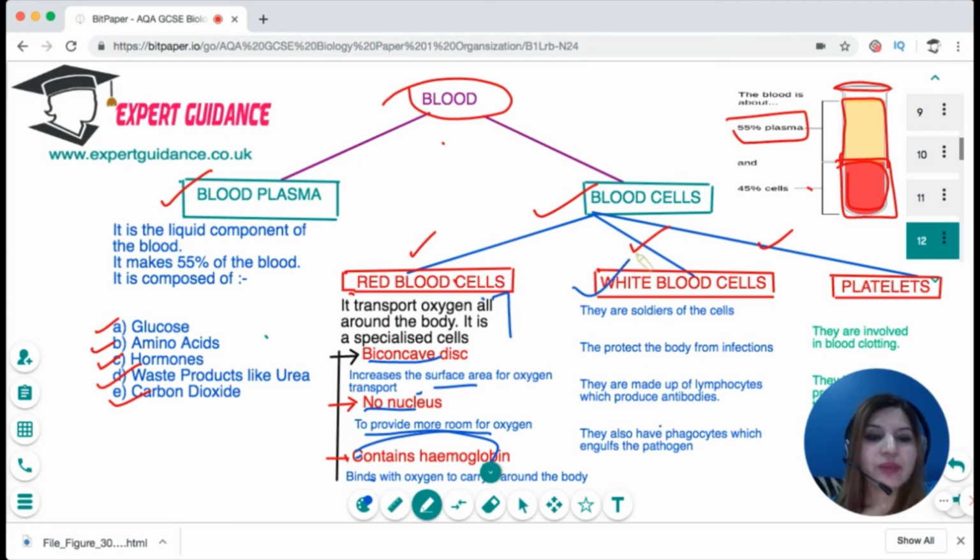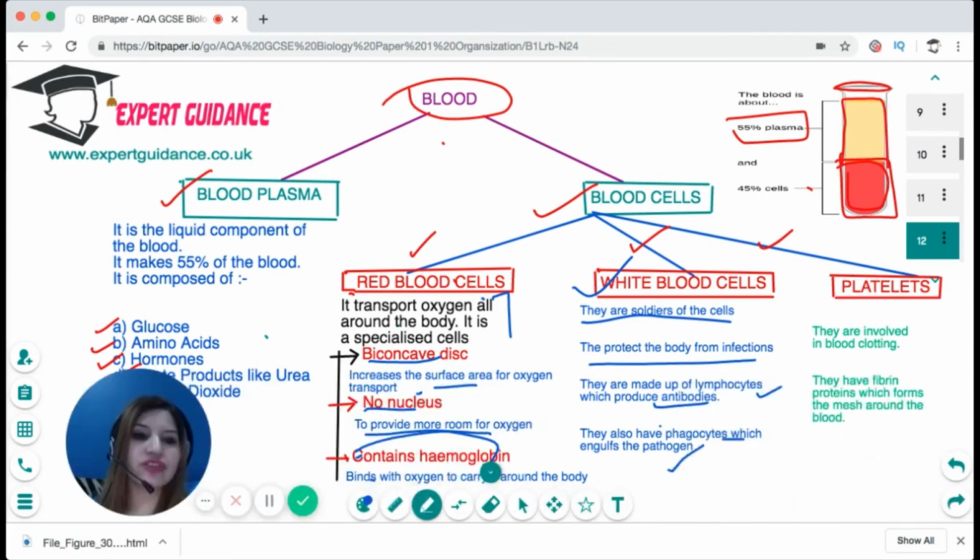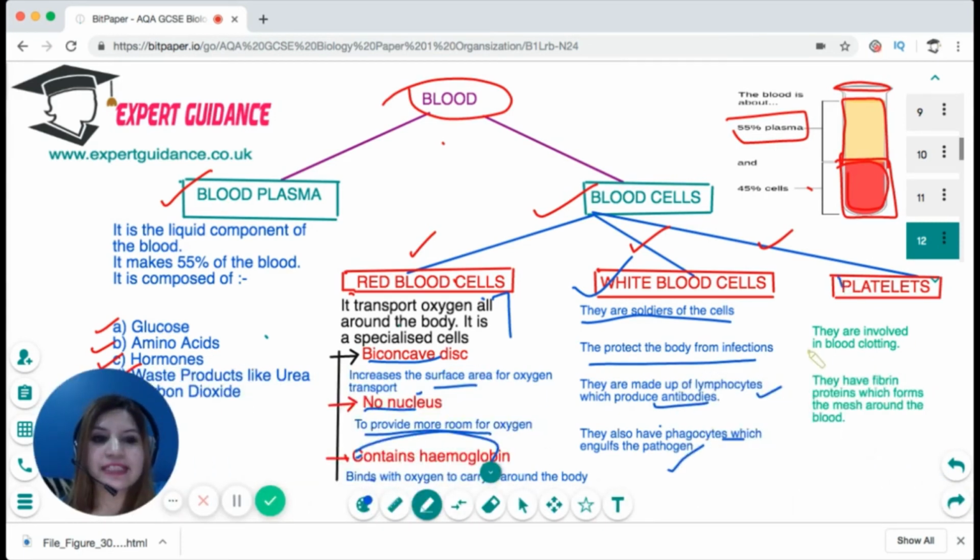Then you have the white blood cells. White blood cells are the soldiers of the body. They protect the body from infections. They are made up of two types of cell: lymphocytes, which produce antibodies, and phagocytes, which engulf the pathogen. And then we have the platelets. They are involved in blood clotting. They have fibrin proteins which form a mesh around the wound and prevent excess blood from flowing out by forming a clot. So I hope you will remember the different cells and their functions, the function of the blood plasma, and the different components of the blood.